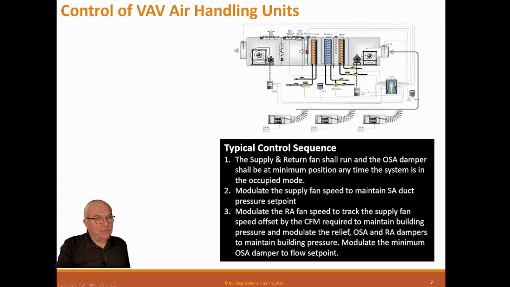So what we do is we normally have that damper, and it's slightly different. We're going to modulate the supply fan to maintain supply duct pressure set point. So the supply fan's speed is controlled from this pressure sensor. Modulate the return air fan speed to track the supply fan speed, offset by the CFM required to maintain building pressure, and modulate the relief outside air and return air dampers to maintain building pressure. Modulate the minimum outside air damper to flow set point.